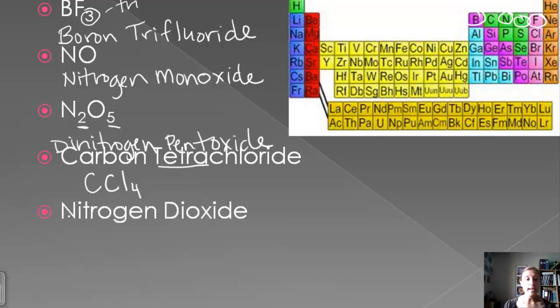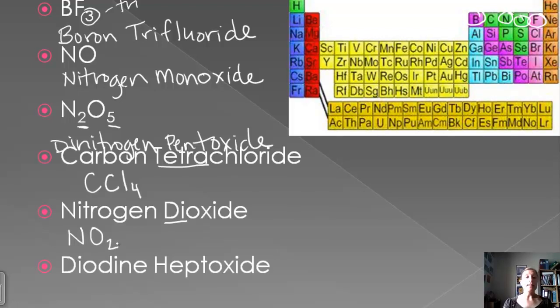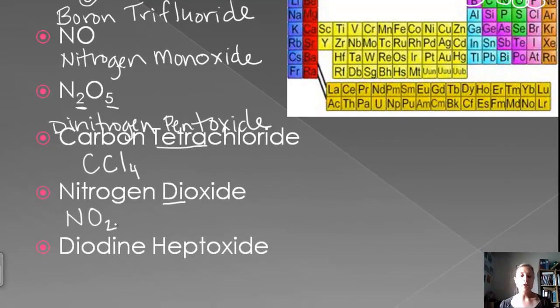Nitrogen dioxide. Again, no prefix on the first one, so I know that there's 1. Di means 2, oxide is oxygen, so NO2. And the nice thing with type 3s is that you don't have to check the charges, because they're both anions. You have to check charges with type 1 and 2, but with type 3, you don't have to worry about it.